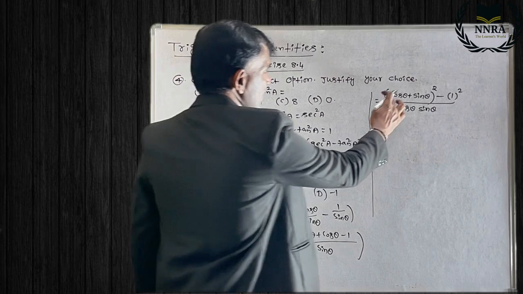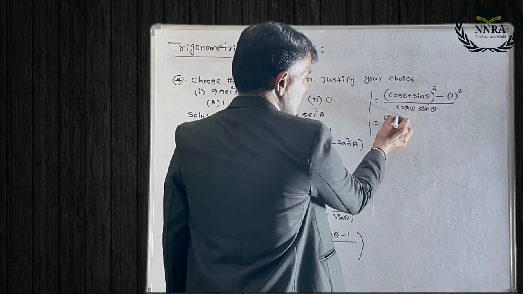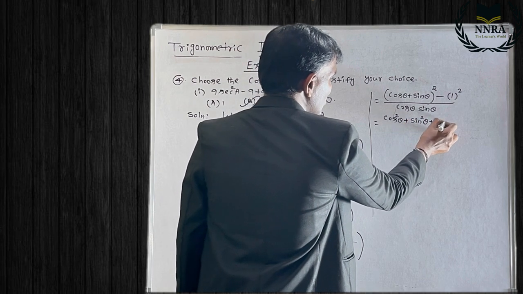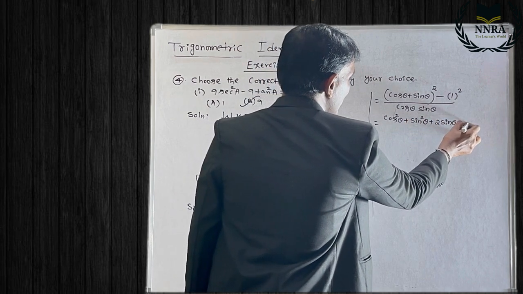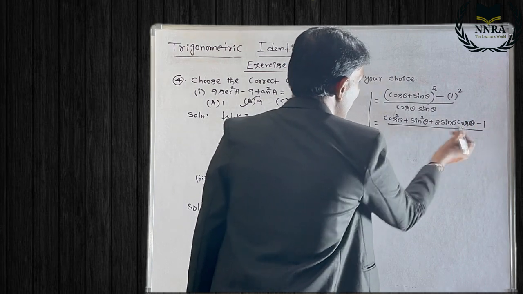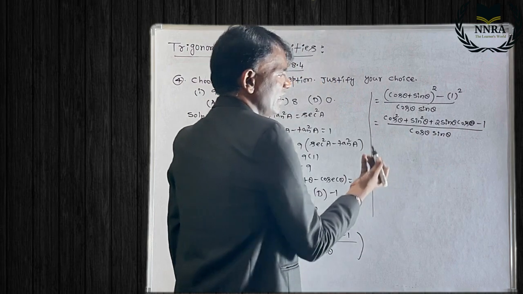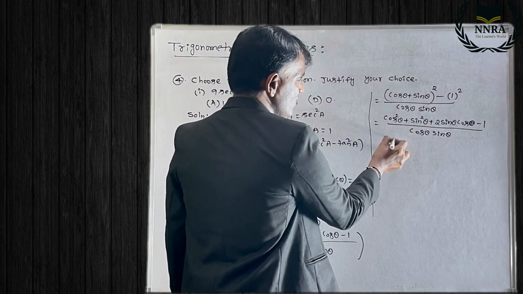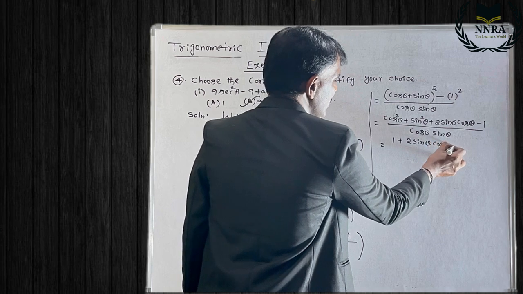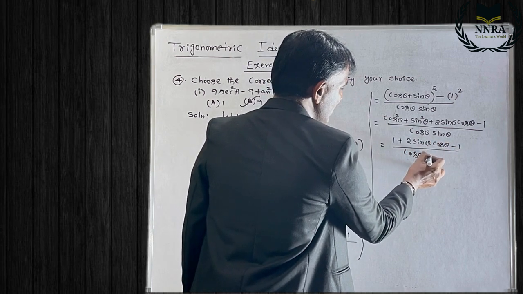Now just expand this value. That is the form of a plus b whole square now. A square means cos square theta, b square means sin square theta, 2ab is 2 sin theta cos theta, minus 1, divide by, it is cos theta into sin theta, and cos square plus sin square is equal to 1. Then it is 2 sin theta into cos theta, then minus 1. Denominator, what is that? Cos theta into sin theta.